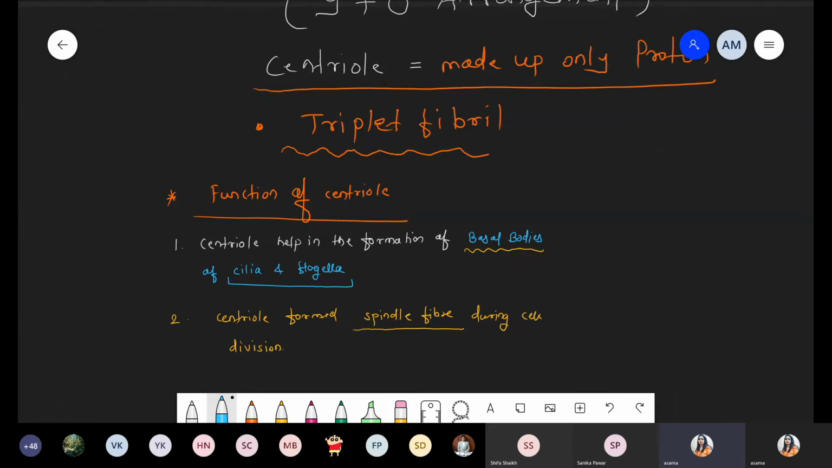So should I continue with the cilia and the flagella? The centriole part is over. Now we are talking about the next organelle, cilia and the flagella. Should I continue? Yes, ma'am. Okay, chalo. So what are the cilia and the flagella? Write down the title. Ma'am, after the centriole, scroll up, please.